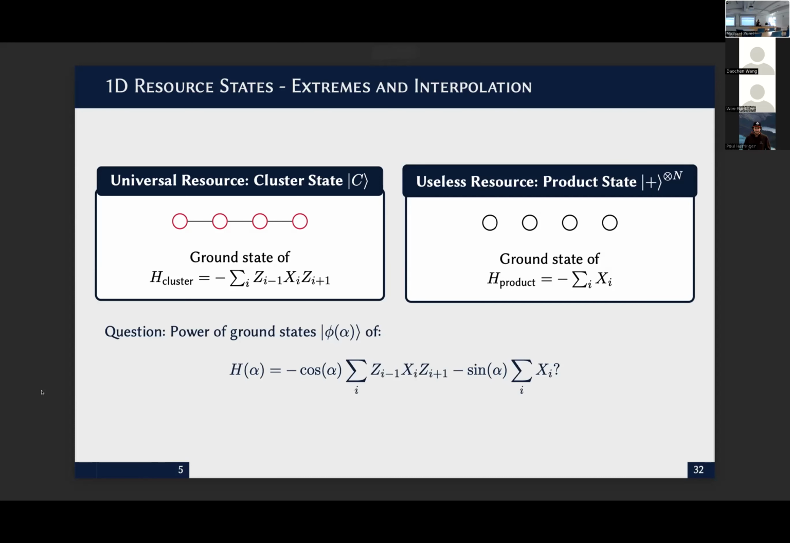An interesting question then becomes, what if we look at states in between these two? If we take these two parent Hamiltonians of the cluster and product state, interpolate between them, and then look at the ground state of this interpolated Hamiltonian, what's going to be the power of this?